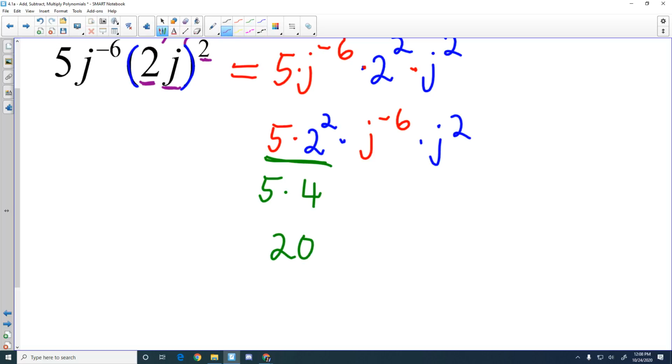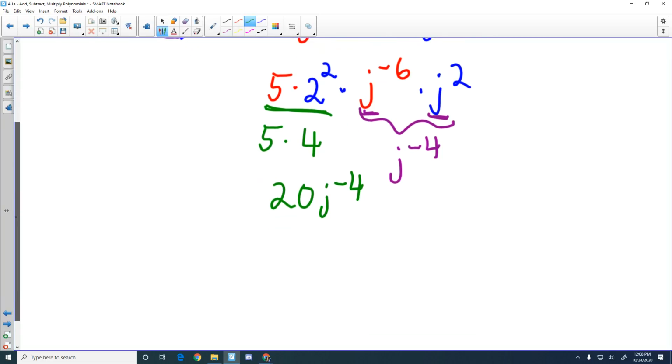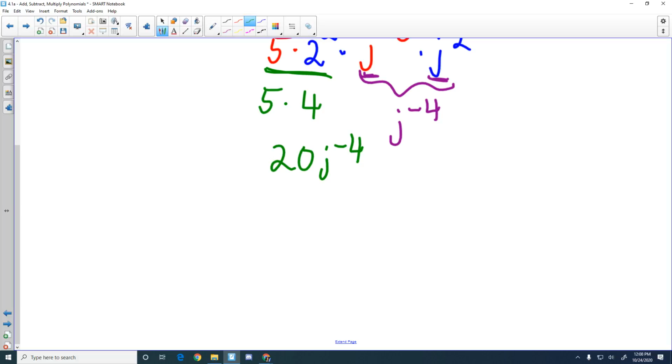Now, what about the j's? Okay, so I've got the same base being multiplied together, j, and the rule was when you're multiplying the same base, you add the exponents. So it's a negative 6 plus 2, which equals a negative 4. So this term is going to be 20j to the negative 4. Well, it looks pretty good. We've combined our coefficients, we've combined our variables, but we're not quite done because there's this negative exponent.